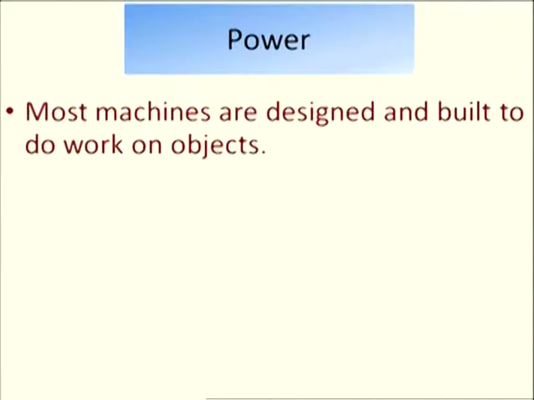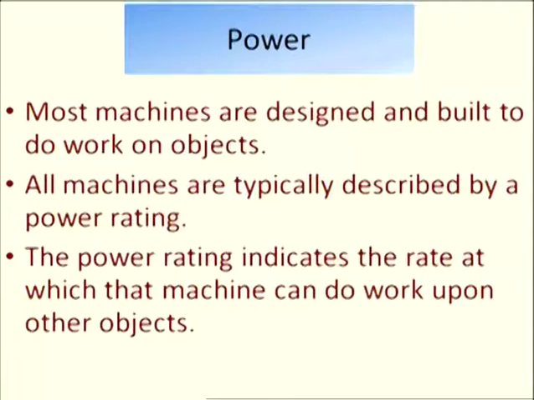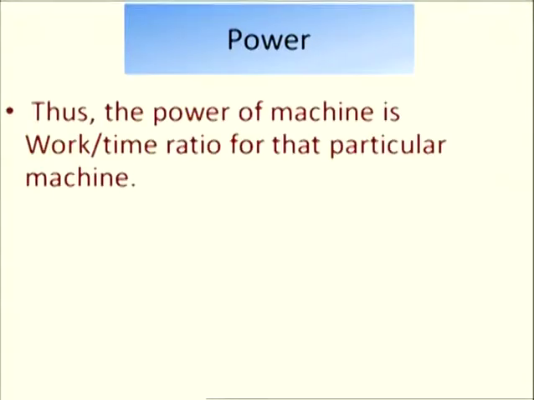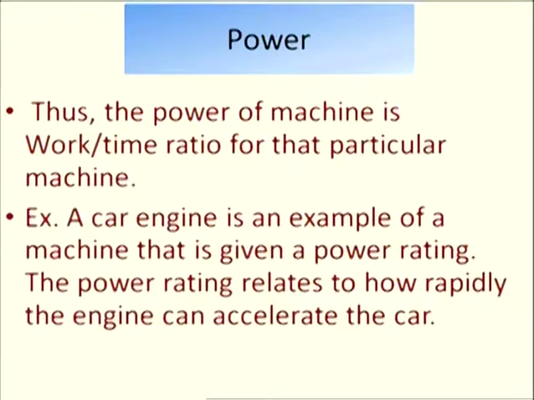Most machines are designed and built to do work on objects. Any machines you can see, all machines are typically described by a power rating. The power rating indicates the rate at which that machine can do work on other objects. Thus, the power of a machine is the work upon time ratio for that particular machine.